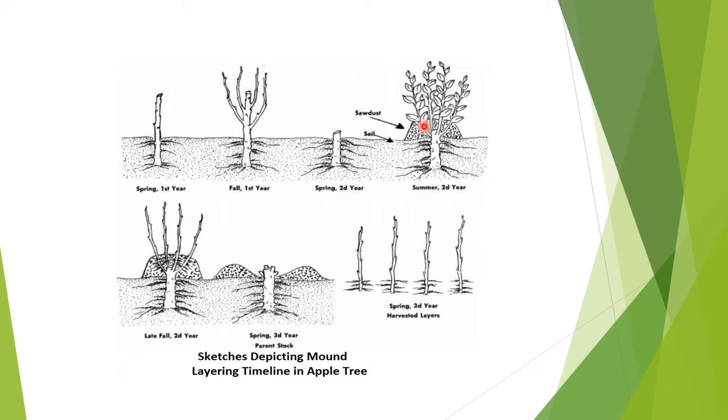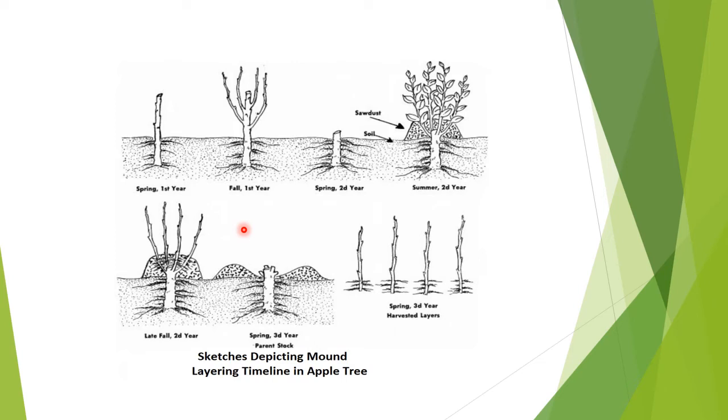When these branches are arising, you are covering them with sawdust, or you can subject these branches to ringing or girdling also. This is the summer of the second year. And in late fall of the second year, there will be no leaves and the plant will be dormant again. You are cutting the shoots here. Now what will happen? The shoots within the mound have developed roots. So in late fall of the second year, the roots are formed here, and you are cutting them and then planting them in spring of the third year, and these are the harvested layers. So you are taking a plant and cutting in a sequential manner.